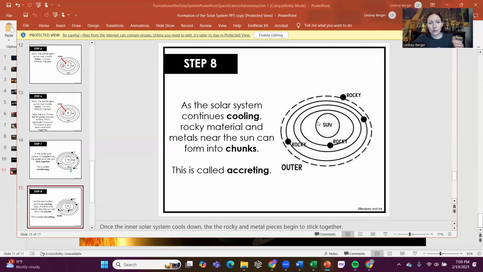Okay. And the solar system continues to cool. So this is going to allow the rocky planets, the inner planets, to start to coalesce and condense as well. But we're actually going to use a word here called accretion. It means it's kind of the same thing. We're accumulating, we're sticking stuff together. And in this case, we're looking at rocky material, we're looking at metals, because think about all the different metals that we have here on Earth. Like those just didn't happen.